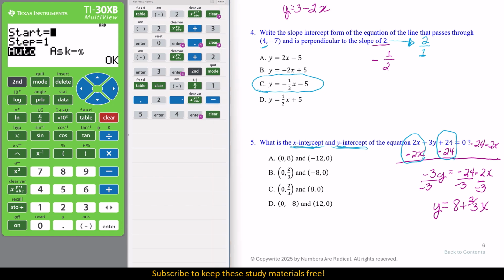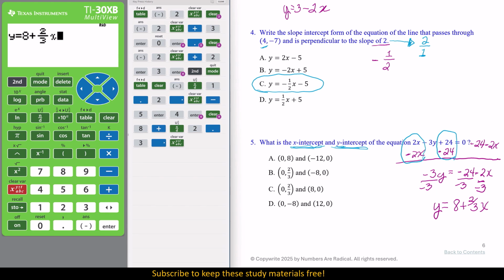All right, so let's clear out, clear again. There are a lot of ways to go back. Either way, I have 8 plus, I have my fraction 2 over 3, arrow all the way over, put in your x. Now, if we have created our y-intercept form correctly, we should be okay. And I already know that we have because I've already done this, but let's go ahead and push enter.